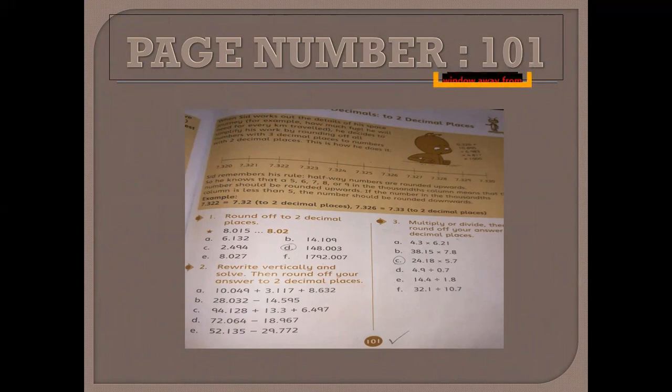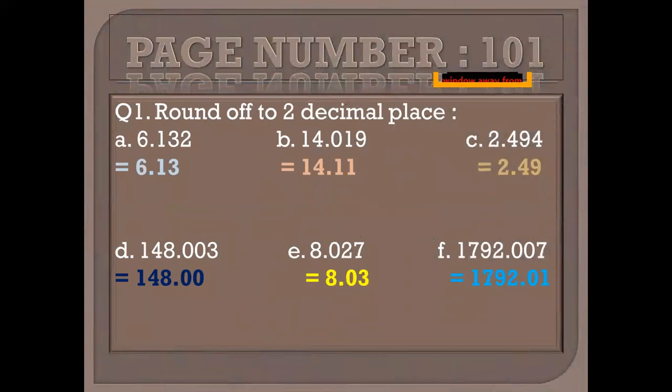Yes, now come to page 101. This is rounding off with decimals, but in these questions we round off our answer to 2 decimal places. Previously we only rounded off to 1 decimal place, but here we change to 2 decimal places. There are 3 questions, but only questions number 1 and 2 are included in your scheme, and the procedure is the same. Round off to 2 decimal places.